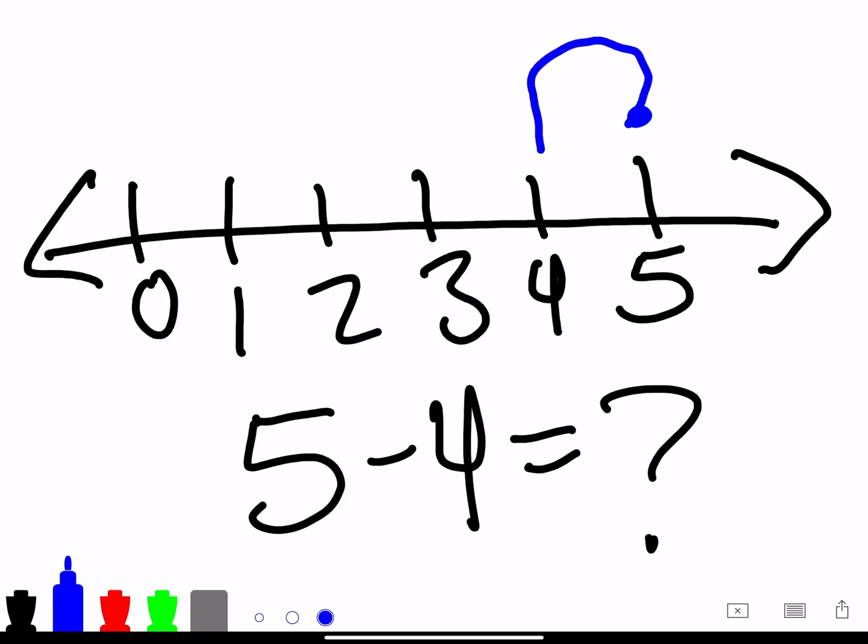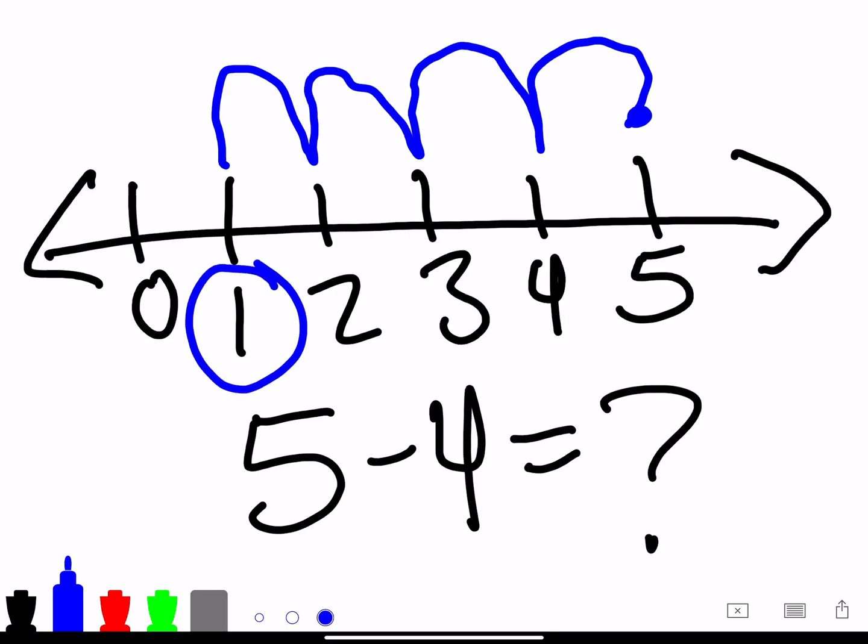So 1, 2, 3, 4. So our answer is 1. Our answer is going to be number 1. Yay. Our difference. Remember? Difference. So our answer is 1.